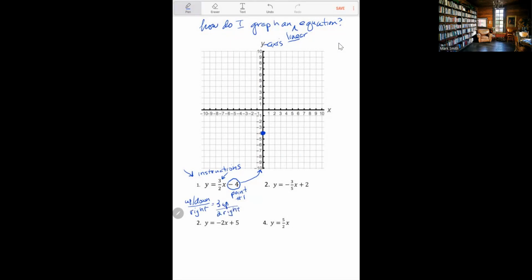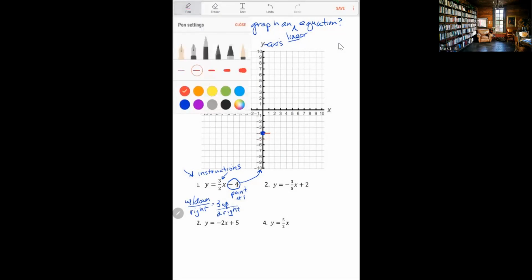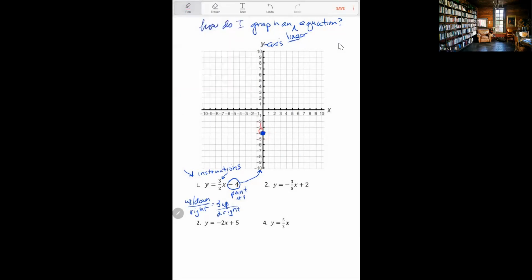All right, so 3 units up. Do this in a different color. All right, 3 units up, 1, 2, 3 units up, and 2 units over, 1, 2, and there is point number 2 based on our instructions. So the instructions said to go up 3 and right 2. And so there we are right there. And so we can make a line between that point.